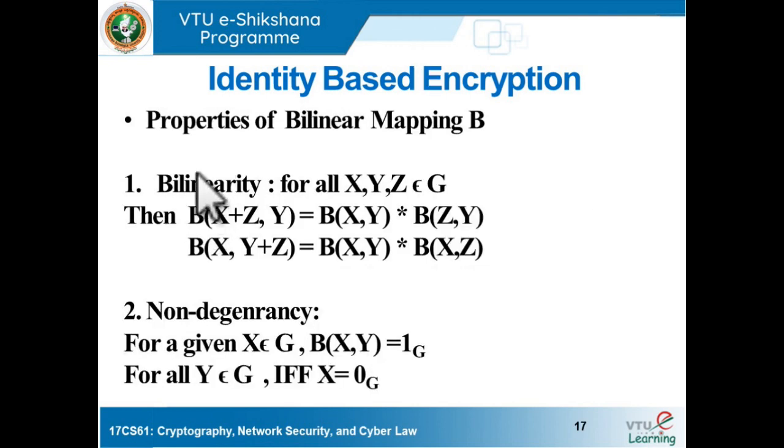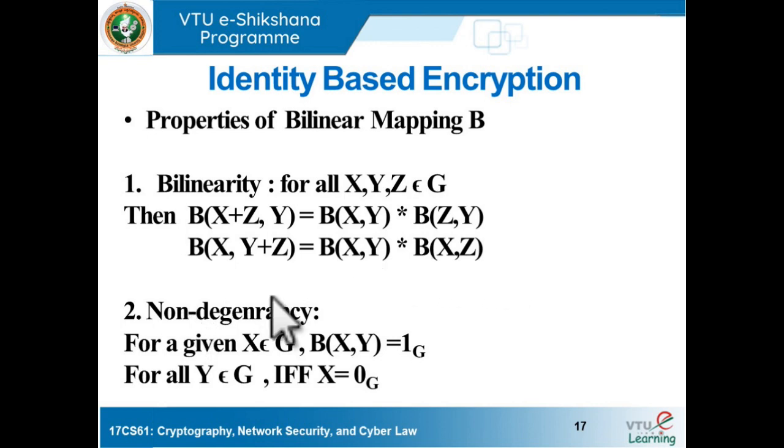Now what are the various properties of bilinear mapping? Now bilinearity is for all the elements x, y and z which belong to the group G, they have to satisfy these two conditions. Wherein bilinear mapping of the elements x plus z and y is equal to bilinear mapping of x comma y into bilinear mapping of z and y. Similarly for the other condition.